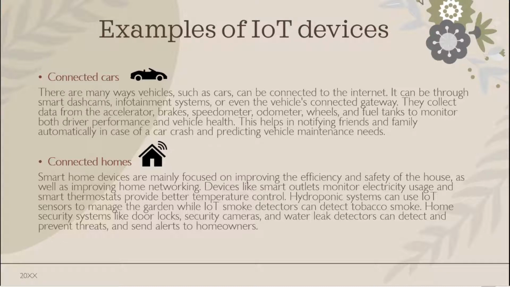Smart home devices are mainly focused on improving the efficiency and safety of the house as well as improving home networking. Devices like smart outlets monitor electricity usage and smart thermostats provide better temperature control. Hydroponic systems can use IoT sensors to manage the garden, while IoT smoke detectors can detect tobacco smoke. Home security systems like door locks, security cameras, and water leak detectors can detect and prevent leaks and send alerts to the homeowner.